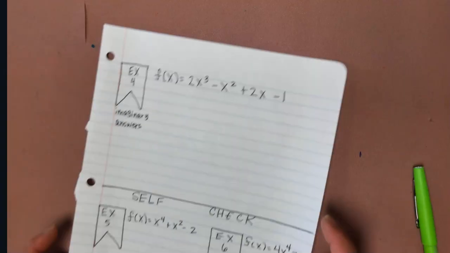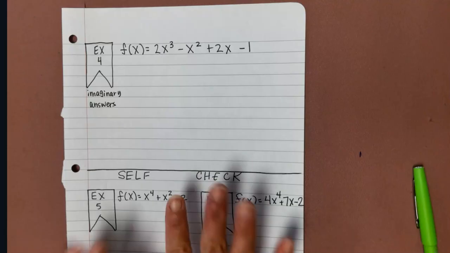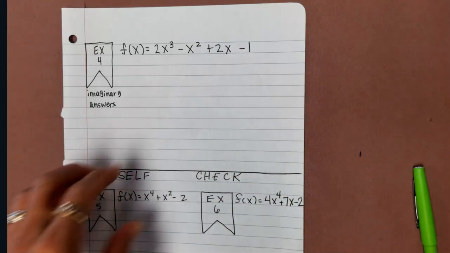Let's take a look at this. Example number 4. I'm going out of order. Don't worry about this self-check. We won't even worry about that. So example number 4, I just had a little blurb there. We're going to get imaginary answers. I didn't say if it was factorable or not. Let's try to factor it. It seems like it might be factorable.